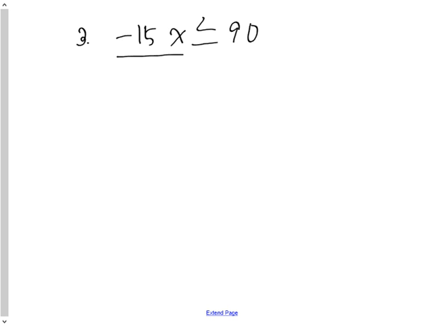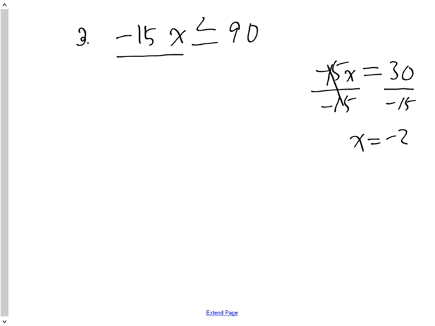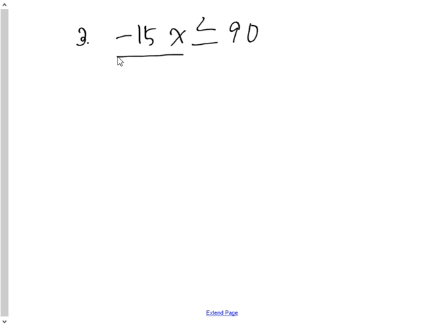Well, if it was something like negative 15x is equal to 30, to keep it a little bit easier, I would have divided both sides by negative 15, and I would have solved x equals negative 2 on an easier question. When they are inequalities, the process is still the same. You're going to divide both sides by negative 15.